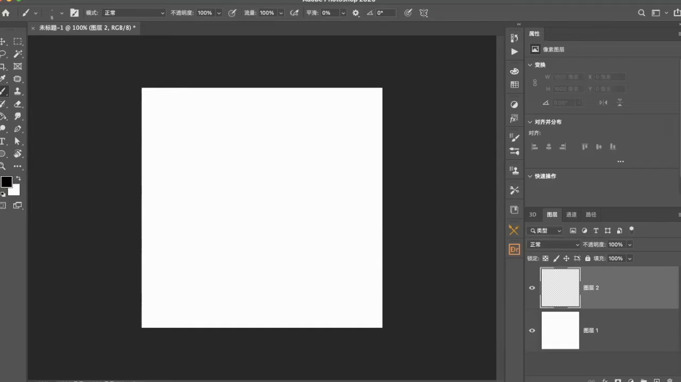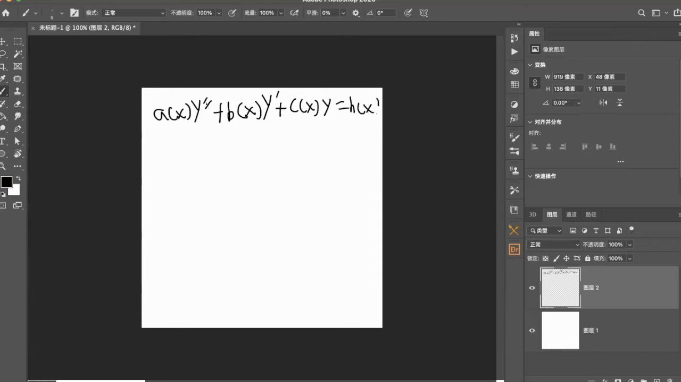It will be something like you have a function, say a of x, times the second derivative of y. This derivative is really ugly. Plus you have some other function times the first derivative of y, and you have a third function times just y, equal to some other function. So just to review our terminology, y is second order because the highest derivative here is the second derivative. So that makes it second order.